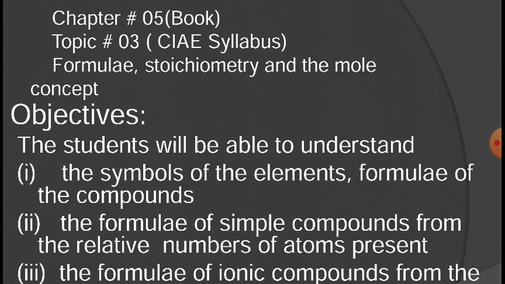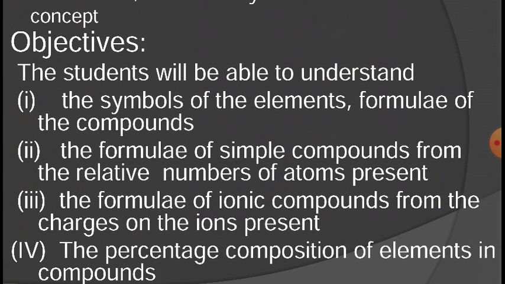The objectives for today's understanding are: the first one, the symbols of the elements and the formula of the compounds. We will try to understand the symbols of elements and the formula of compounds with their importance. The second objective for today's lecture is the formula of simple compounds from the relative number of atoms present in any compound. This is based on formula.